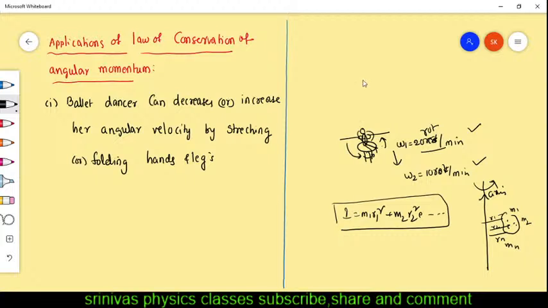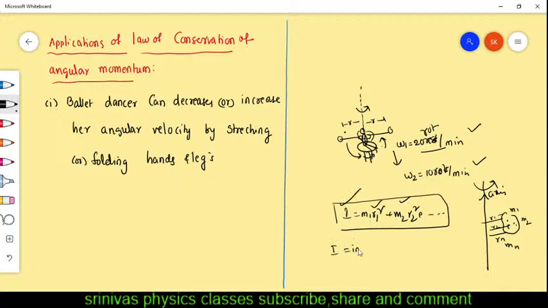For example, when the person is rotating, this is the axis of rotation, and about this axis he is rotating. When he stretches his hands, there are particles in the hands, right? Because your body is made up of particles, the particle distance from the axis of rotation will increase. When you stretch your hands, the particle distance r is increased, that means the moment of inertia is increased.